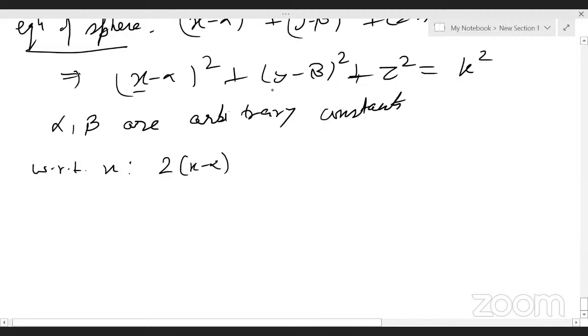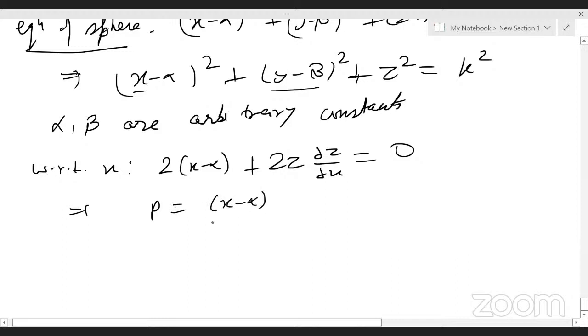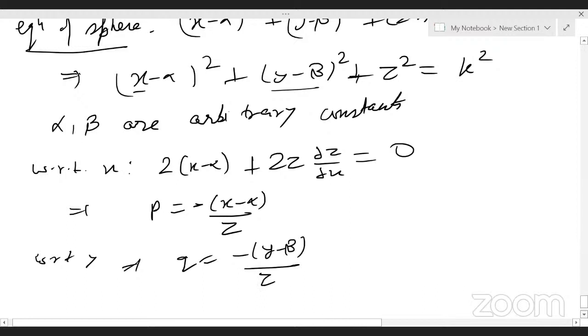This will be 0 because the y term will be 0, plus 2z into del z by del x is equal to 0. From this you can see p is equal to minus (x minus alpha) upon z. And when you differentiate with respect to y, similarly you will get q, by symmetry you can guess, is equal to minus (y minus beta) upon z.